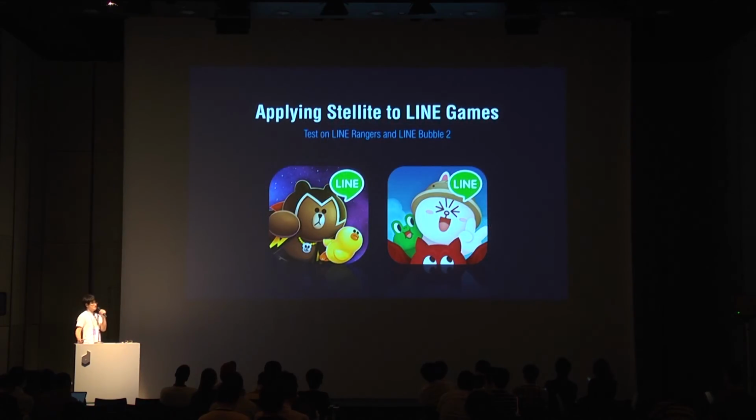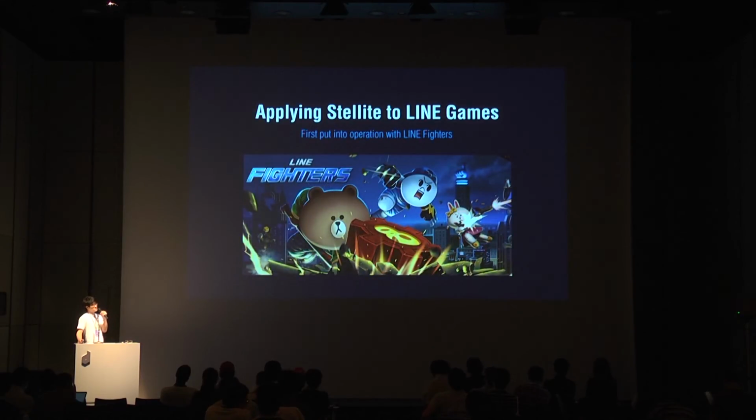Stellite had a trial run with LINE Rangers and LINE Bubble 2. We tested the Stellite client library using the SPDY protocol and concluded that it was ready to roll out to the production environment. Stellite was first put into operation with LINE Fighters, which was released in early September, and it has been up and running smoothly ever since.